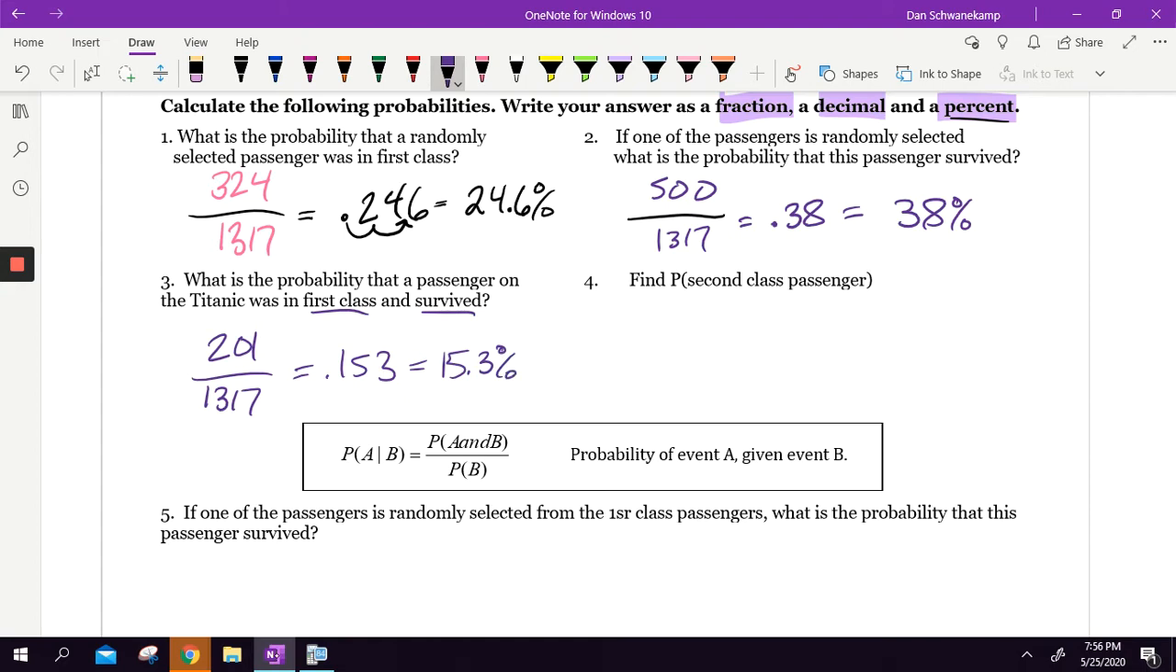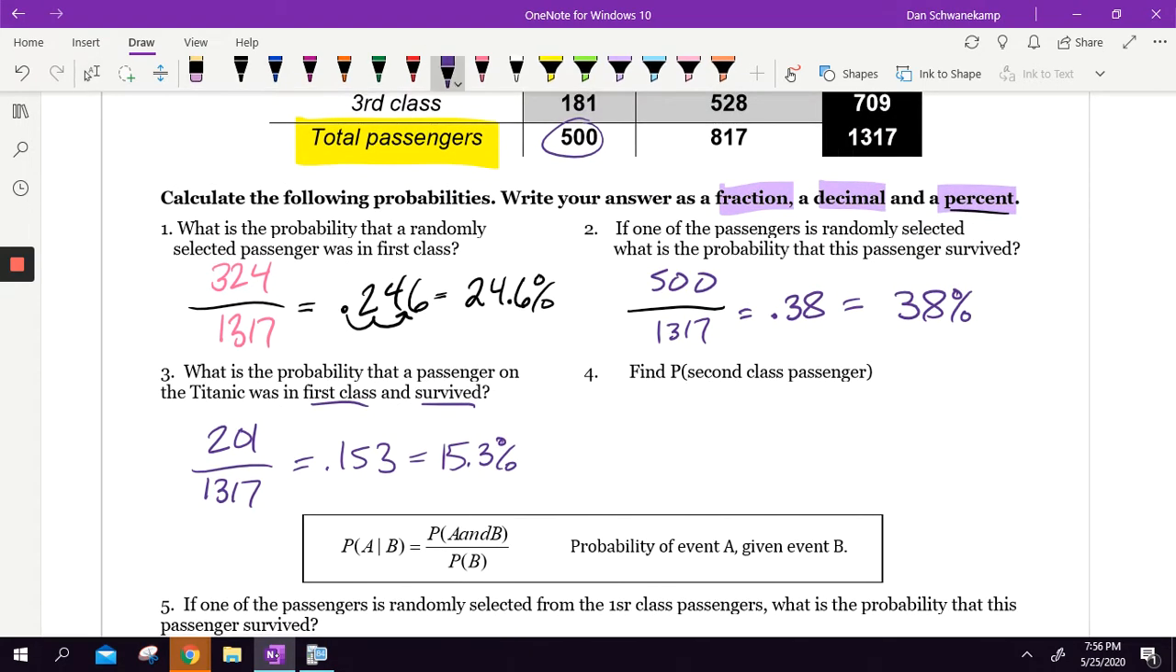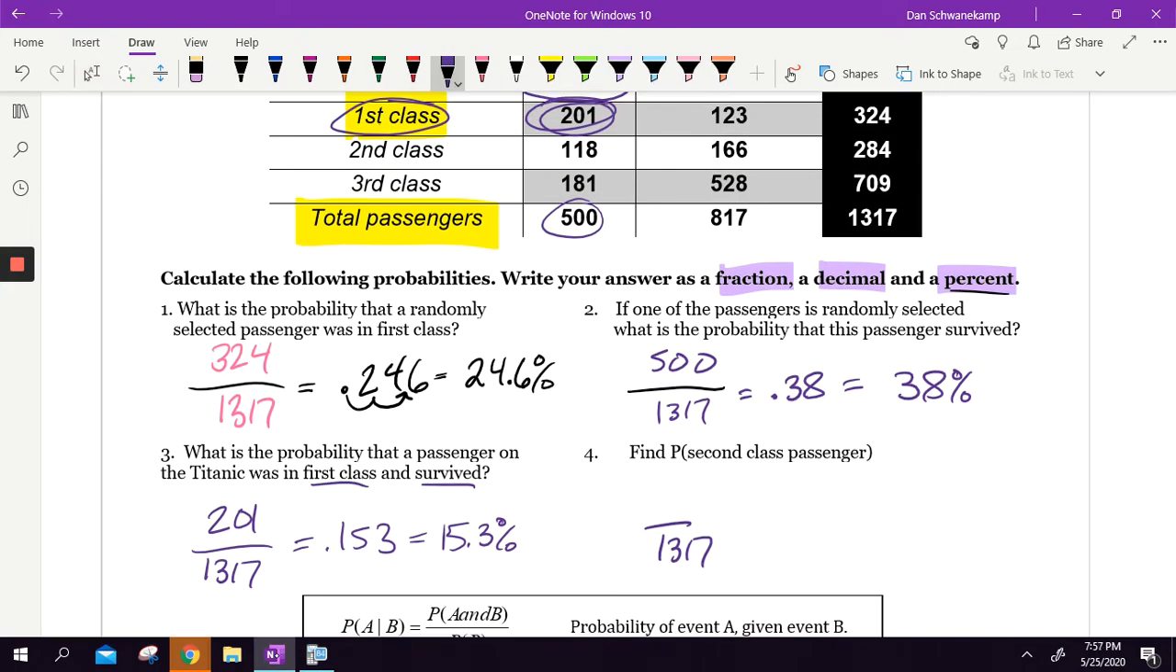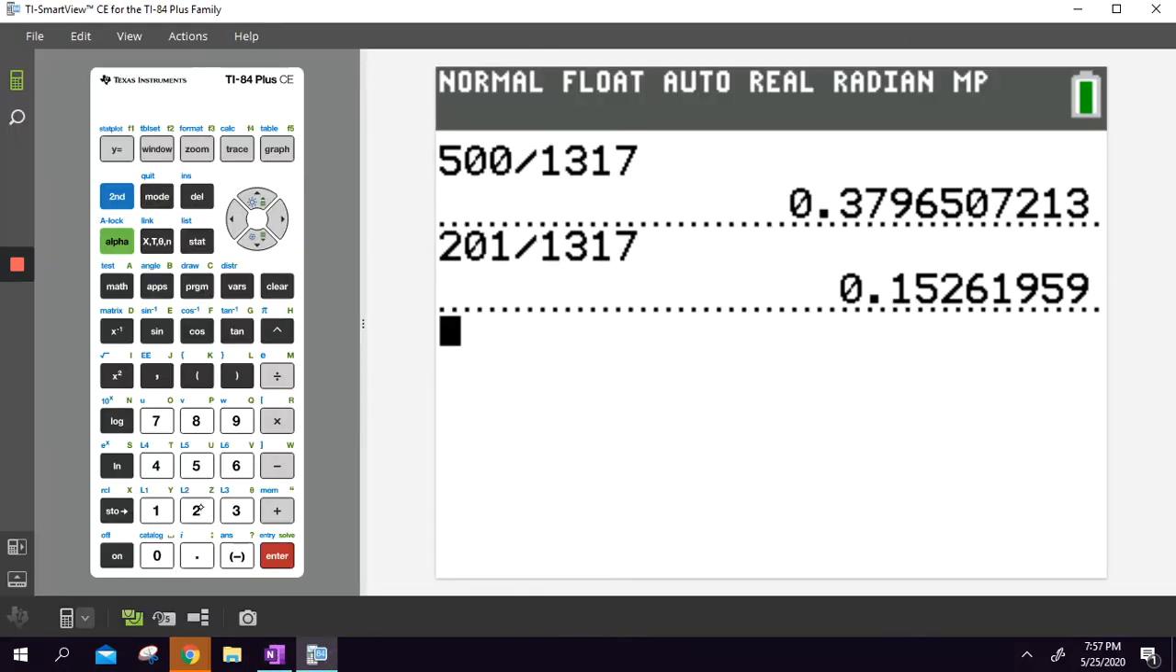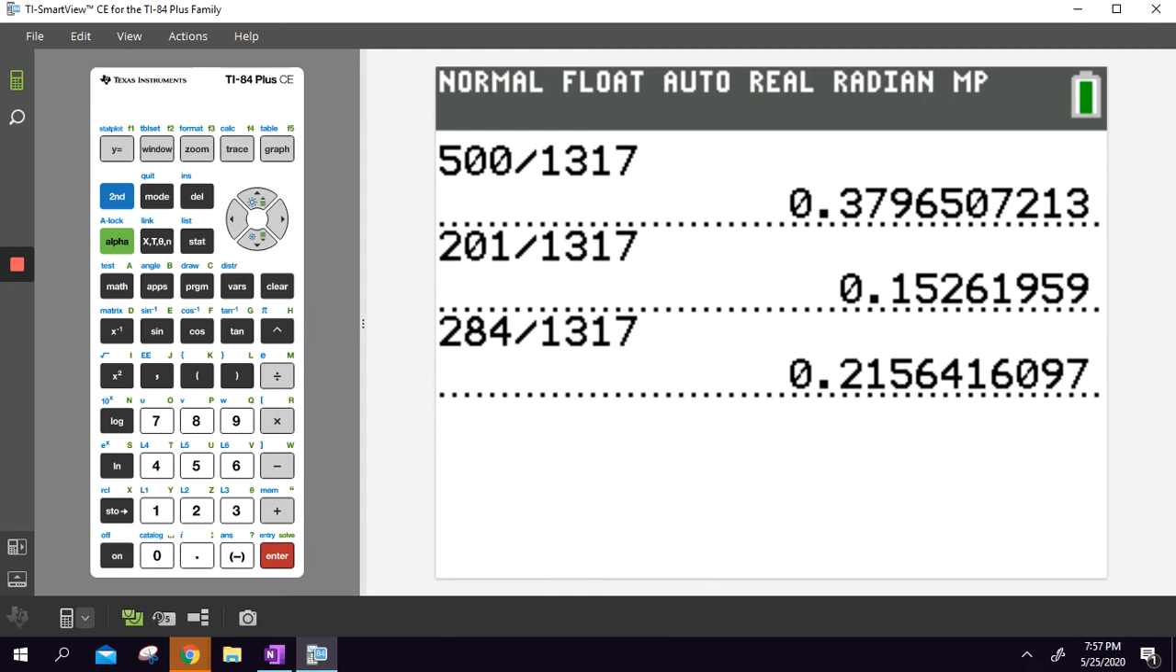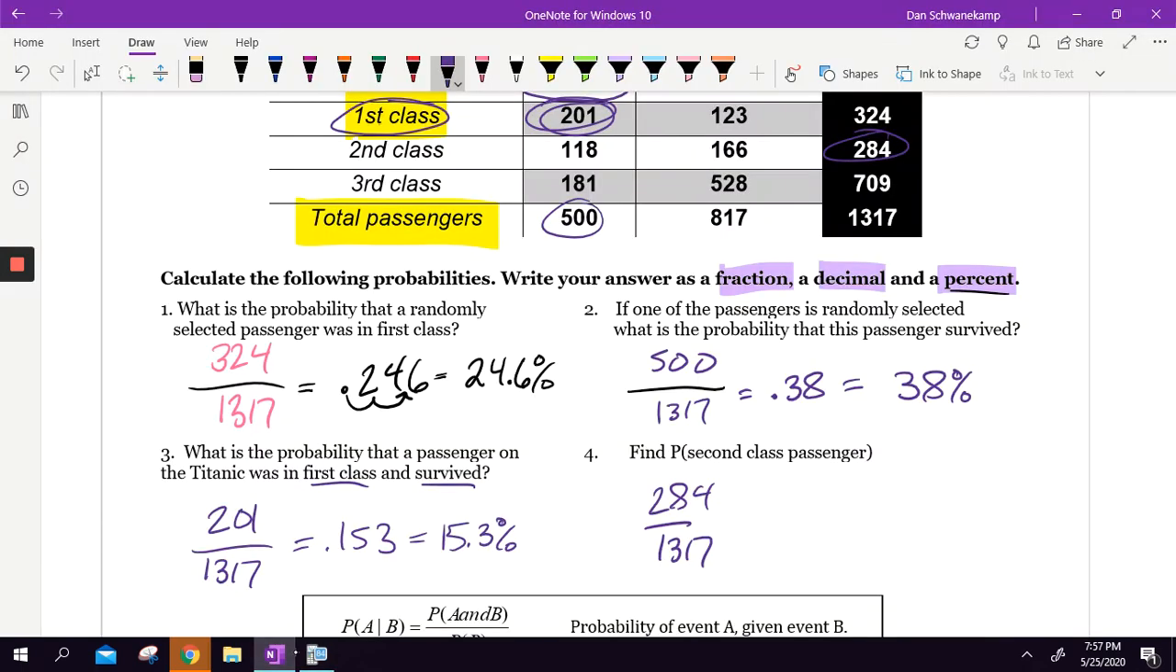Find the probability of a second class passenger. And so this is just the probability of everyone because they're not telling you otherwise. So it's out of everyone. So out of 1317, I want a second class passenger. Second class is 284. So 284 over 1317. 284 divided by 1317. Boom, 0.216, and 21.6%. There we go. That's it.